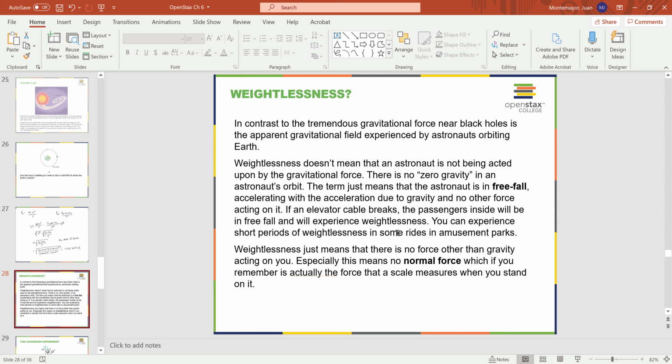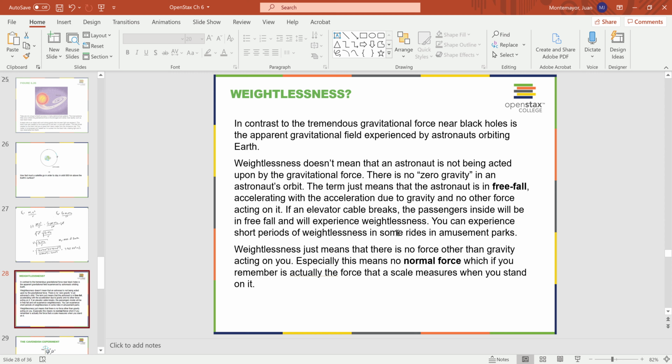If an elevator cable breaks, the passengers inside will be in free fall and will experience weightlessness. We can experience short periods of weightlessness in some rides in amusement parks. Weightlessness just means that there is no force other than gravity acting on you. Especially, this means no normal force, which, if you remember, is actually the force that the scale measures when you stand on it.